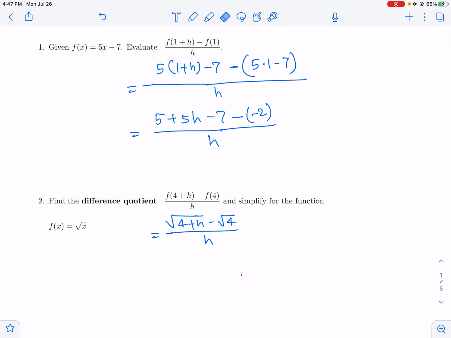Given f(x) = 5x - 7, that means when x is the input, 5 times the input minus 7 is the output. Now we need to evaluate this difference quotient. So f(1 + h), so 1 + h is the input here, so 5 times (1 + h) minus 7, and there is a negative sign in the middle, so we must put parentheses around because this negative will be distributed later.